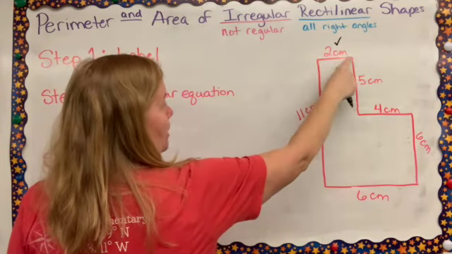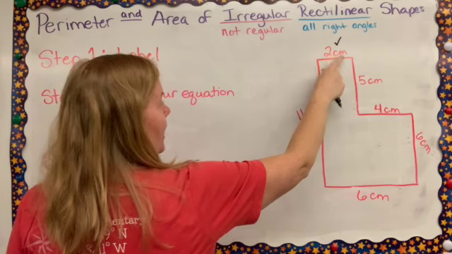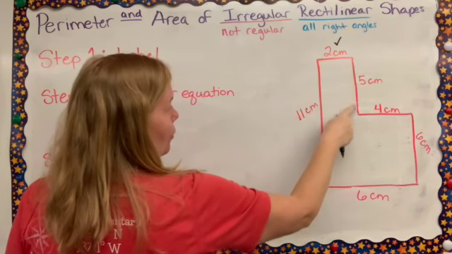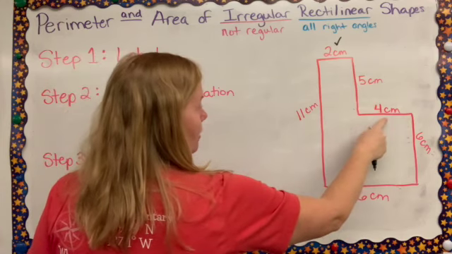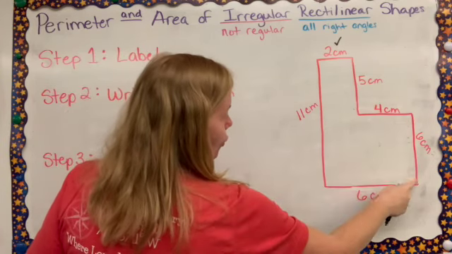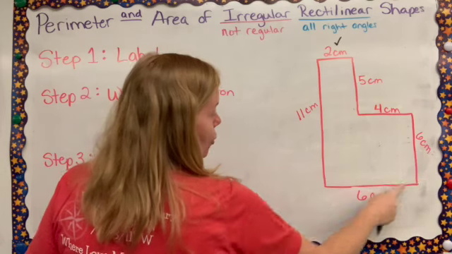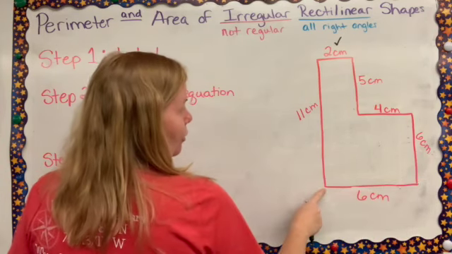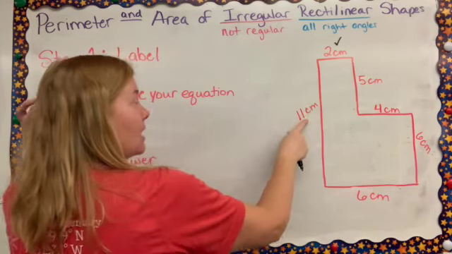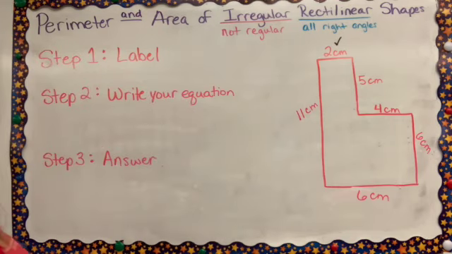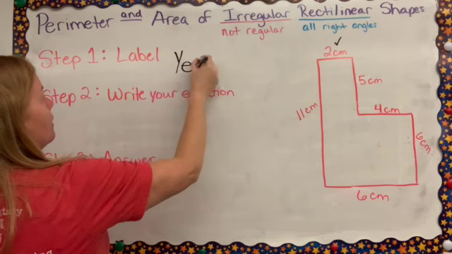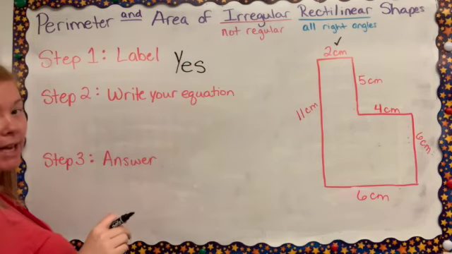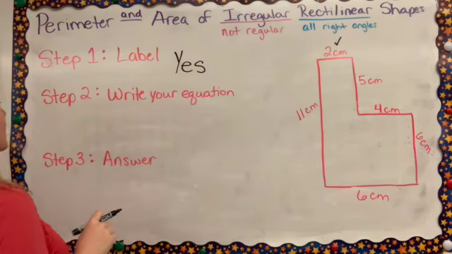From this corner to this corner, is there a label? Yes. This corner to this corner, is there a label? Yes. Corner to corner, yes. Corner to corner, yes. Corner to corner, yes. So is my shape labeled? Perfect. 1 point right there. You put yes or no. In this case, it's a yes.